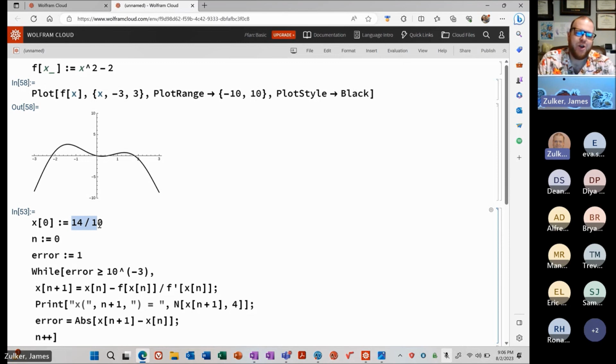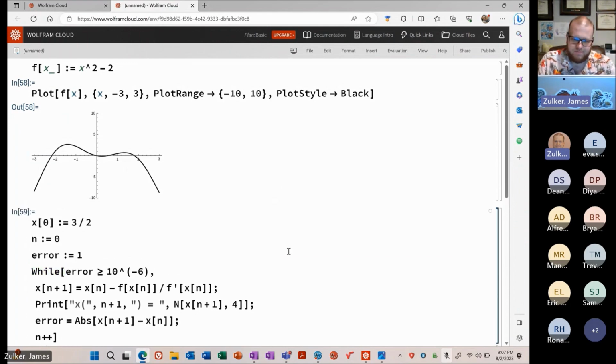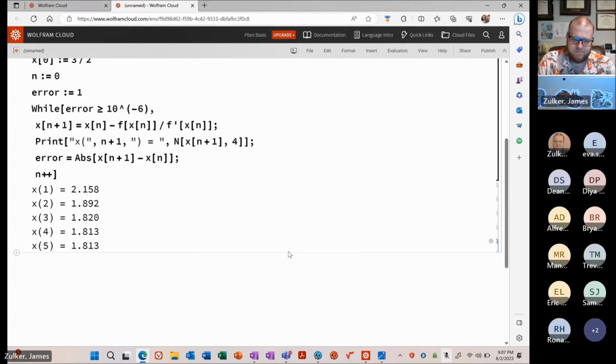Now, I happen to already know close enough what the decimal approximation of root 2 is. I'm going to do an initial guess of 3/2, 1.5. The only thing I have to change here now is I want an accuracy of, let's say, 6, right? I want to go 6 decimal places for root 2. And obviously, you should have been 7.